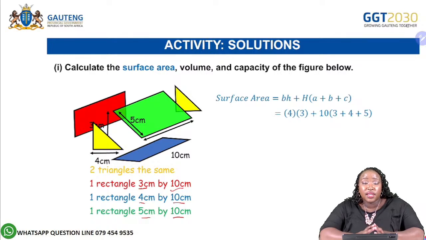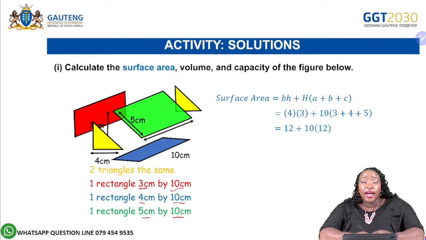Here we multiply 4 times 3 and then add 10 times 3 plus 4 plus 5. The rules now are BODMAS rules at this stage. So we first make sure we deal with the brackets. 3 plus 4 plus 5 will give you 12, and 4 times 3 also gives you 12.